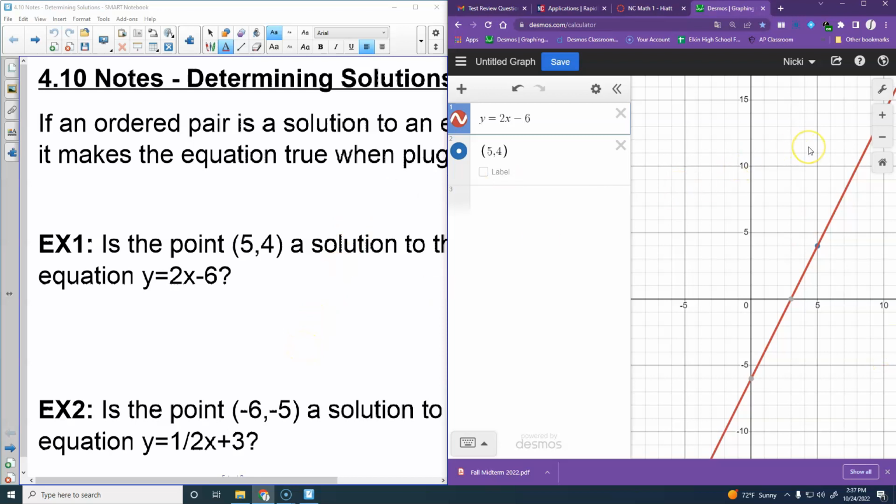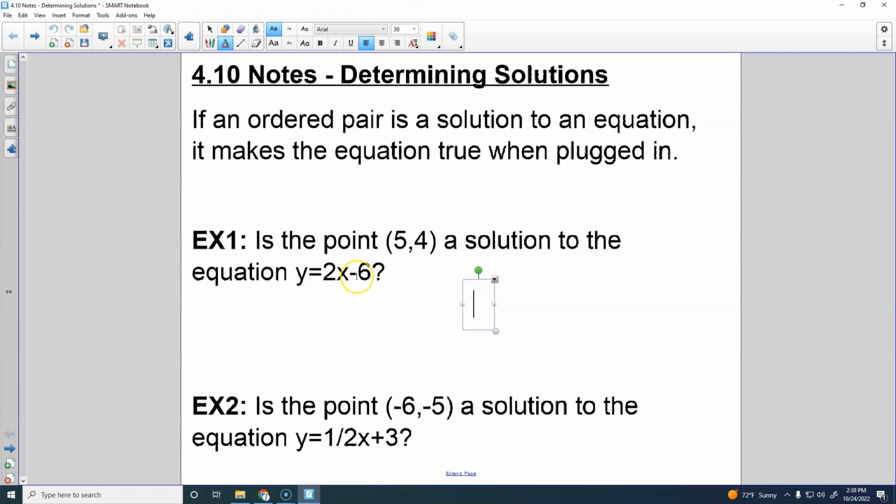But we're not going to be able to graph these on Desmos. You can graph them by hand to check. That works as well. You're welcome to do that. Graphing by hand is perfectly fine. The other way that you can do this is that you can just plug in the points to see if it makes the equation true.